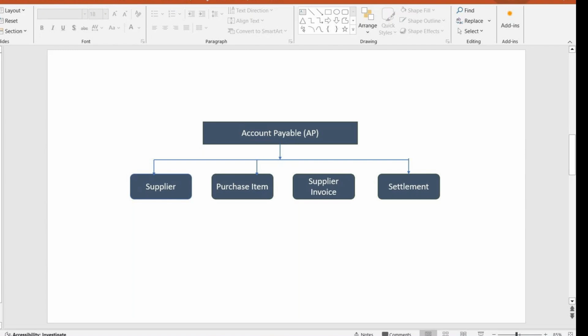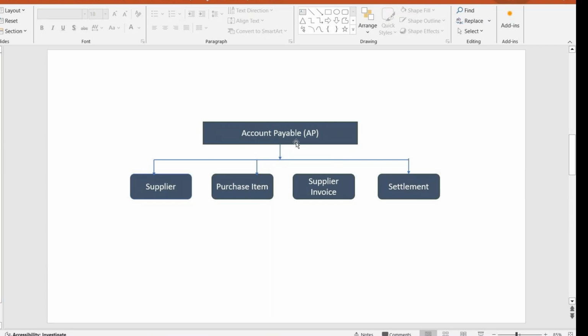Then comes another one, which is account receivable. Once you understand clearly about account payable, AP, then this AR is exactly the reverse. That means in account payable, the company is buying the item and paying the money to the supplier.